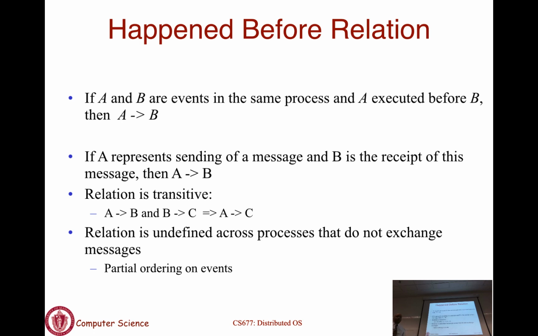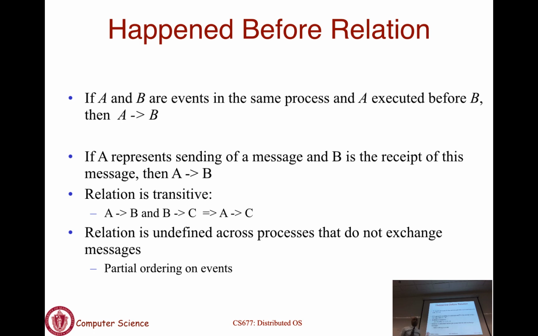This relationship is very simple. It says if A and B are events in the same process, just one process that's executing events, and A has executed before B, that's program execution order. We are going to say A happened before B. That arrow is called the happened-before relationship. That's obvious. If A represents the sending of a message and B represents the receipt of the message, then A has happened before B. Send has to have happened before receive. You cannot receive the message before it's even been sent. So send and receive of a single message are already ordered.